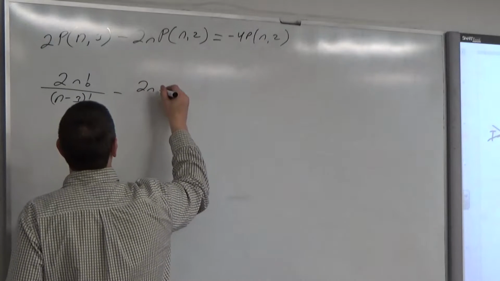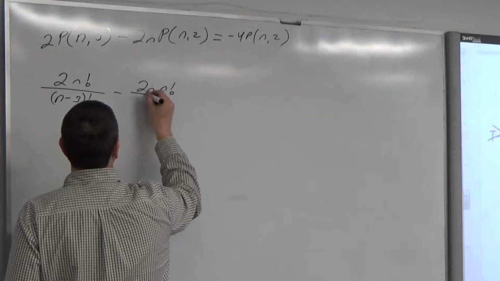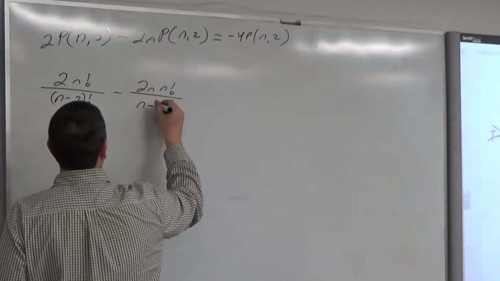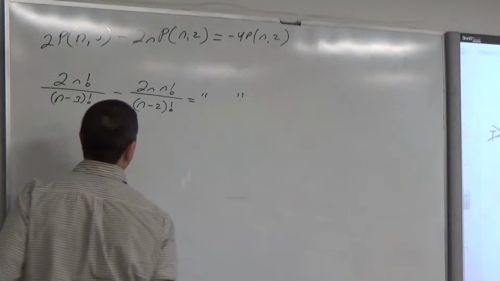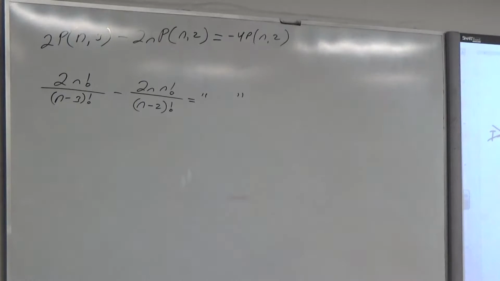Minus 2n n fact divided by n minus 2 fact. Okay, so Greg, is that okay so far, just the setup for that? Okay. It's not a combination, remember guys, it's a permutation. Permutations, all you're going to do is just use the formula n fact divided by n minus r fact. So that looks okay? Yeah.